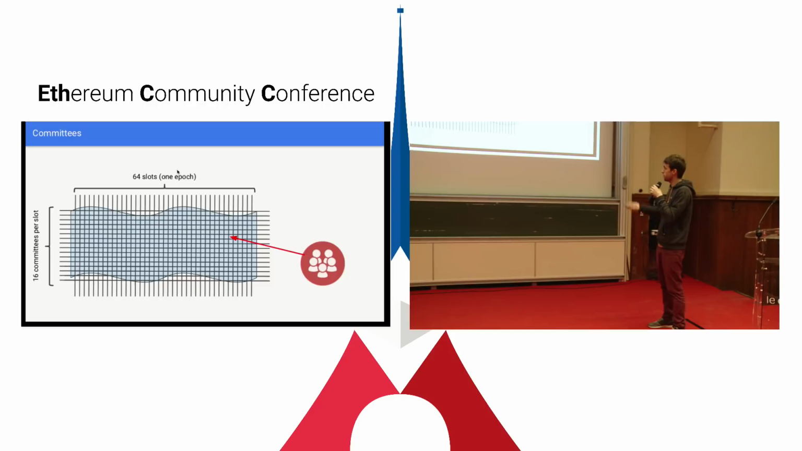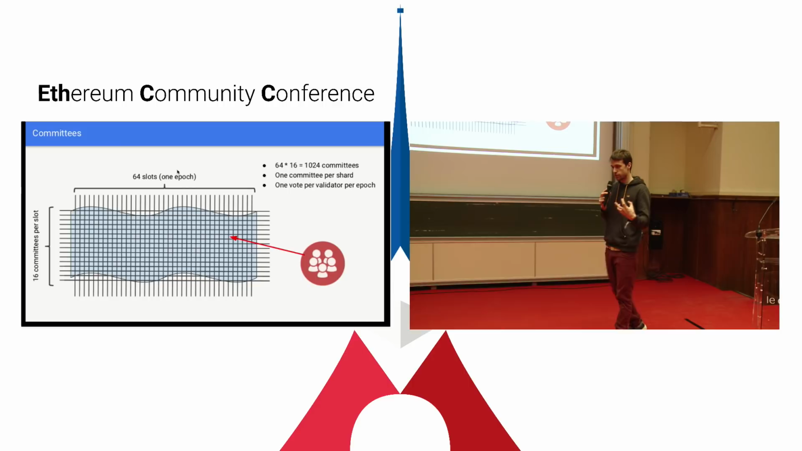And we do slicing horizontally, basically in such a way that we have exactly 1,024 committees. And the reason why we want 1,024 committees is that we want one committee per shard. And the reason why we want one committee per shard is that we want to take this committee and assign them some task in a shard. And this is how we get scaling, by the way. So this is how sharding works.